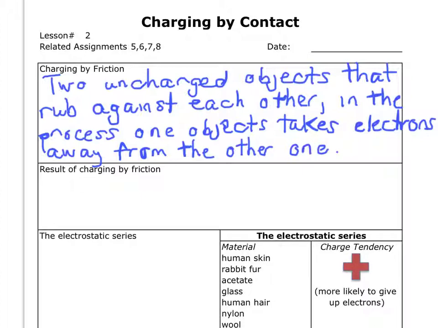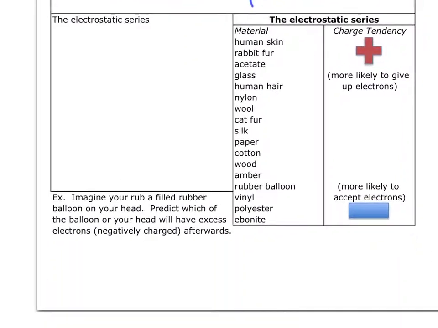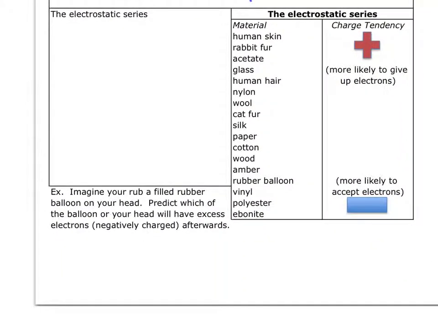So we've done that a few times manually, as I said in class, and the result then, since one object takes electrons from the other object, you end up with one object with a positive charge because it has given away electrons, and one object negative because it has accepted electrons. And so then the question becomes, how do you know which one's going to become positive and which one's going to become negative? And the answer lies in something called the electrostatic series.